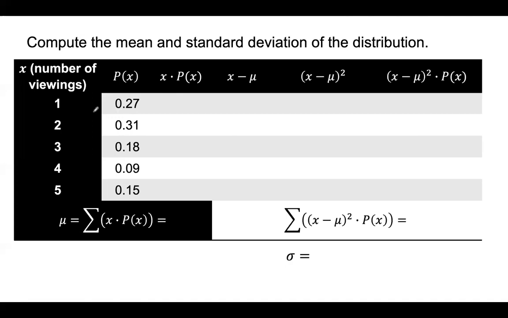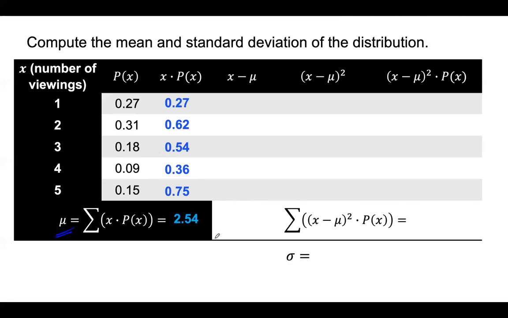Now we can calculate 1 times this probability plus 2 times this probability plus 3 times this probability plus 4 times this probability plus 5 times this probability. Then we add them all up and we get 2.54. Great. So that is our expected value. So we have that number now.